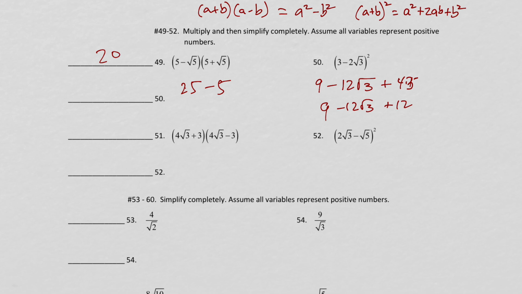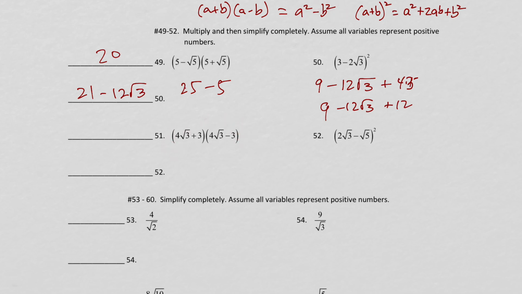And when you combine like terms, a positive 9 and a positive 12 give you 21 minus the 12 root 3. Again, you didn't have to know this shortcut. You could have just written this out twice and FOILed it, and after simplifying, you'll get to that. These are conjugate pairs, so you can FOIL it or use this.